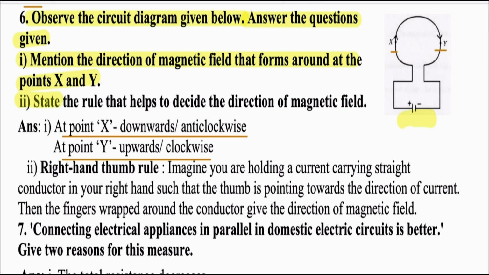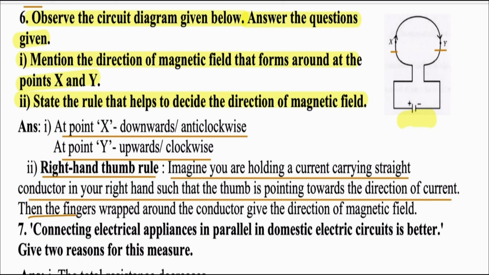Next question, state the rule that helps to decide the direction of magnetic field. So the rule which helps is right hand thumb rule. Here is the explanation. Imagine you are holding a current carrying straight conductor in your right hand such that the thumb is pointing towards the direction of current. Then the fingers wrapped around the conductor gives the direction of magnetic field.